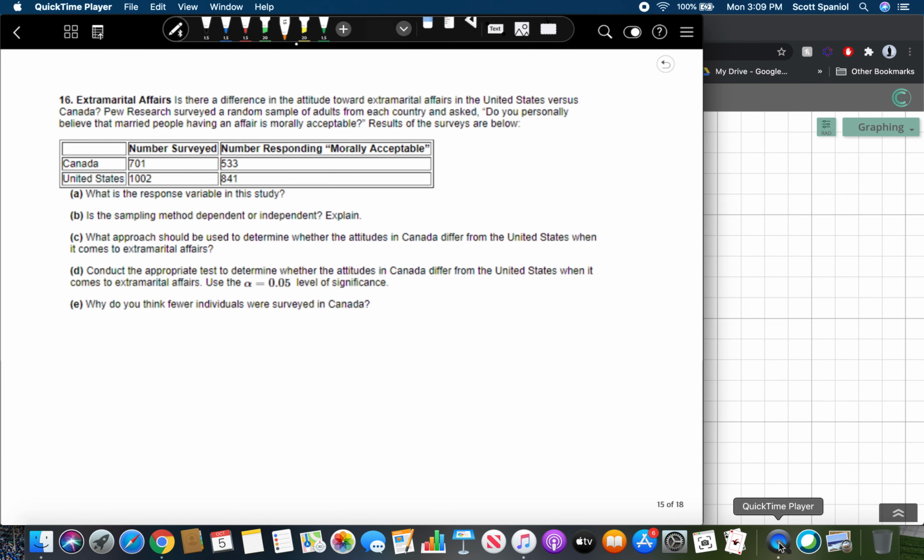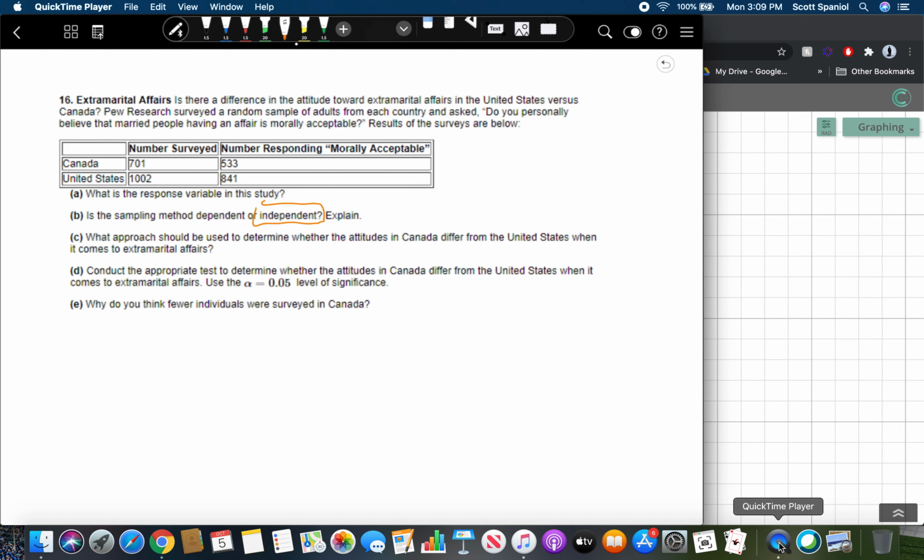Okay, and then the last one here that we're going to go through together is, is there a difference in the attitude towards extramarital affairs in the United States versus Canada? Pew Research surveyed a random sample of adults from 8 countries and asked, do you personally believe that married people having an affair is morally acceptable? Results of the survey show below. So we've got the number of people surveyed and the number responding that it's morally acceptable in both countries. So the response variable here is either yes or no on that. These are independent samples, right? They're people from the United States and Canada that were randomly selected. What approach should be used to determine whether the attitudes in Canada differ from the United States?